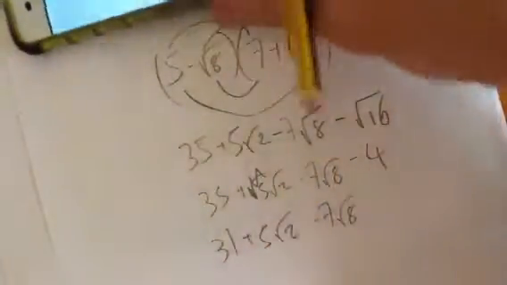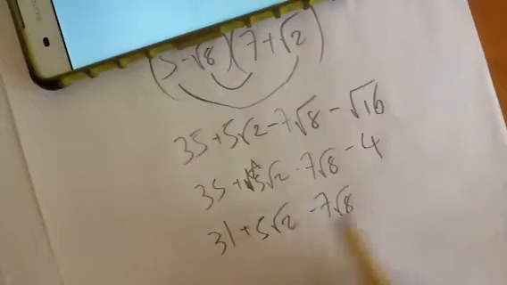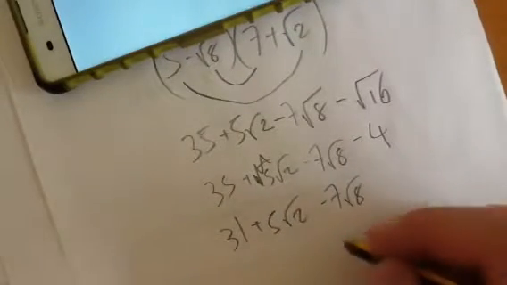Now I've got 31 there. The question's asking me to prove that this bit equals 31. So now I've just got to deal with the last bit. I've got my square root 2, so I need to put this in terms of square root 2.